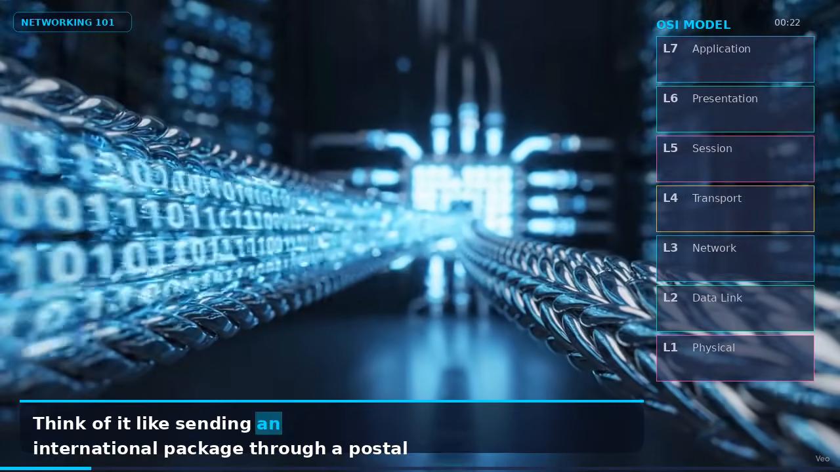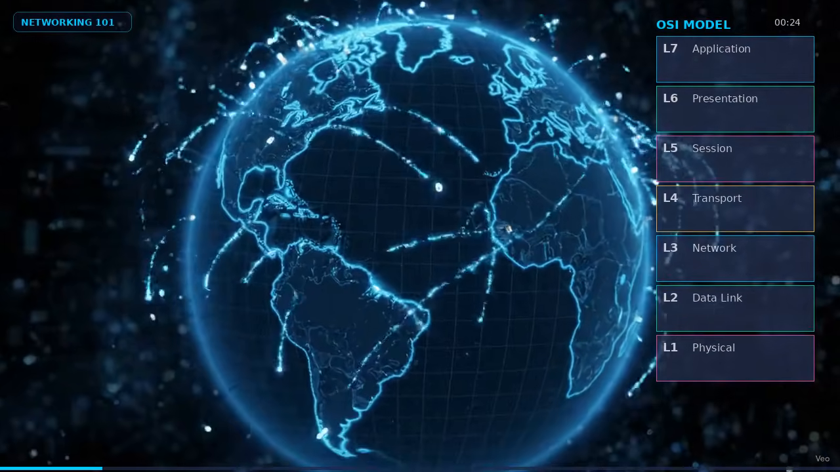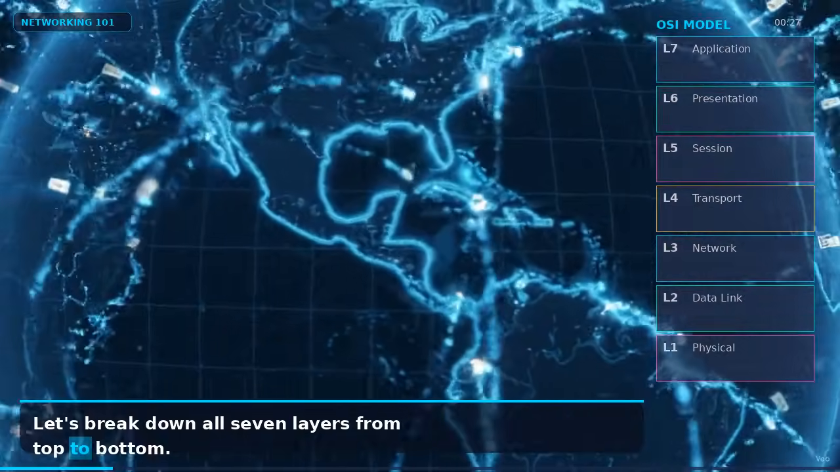Think of it like sending an international package through a postal system. Let's break down all 7 layers from top to bottom.